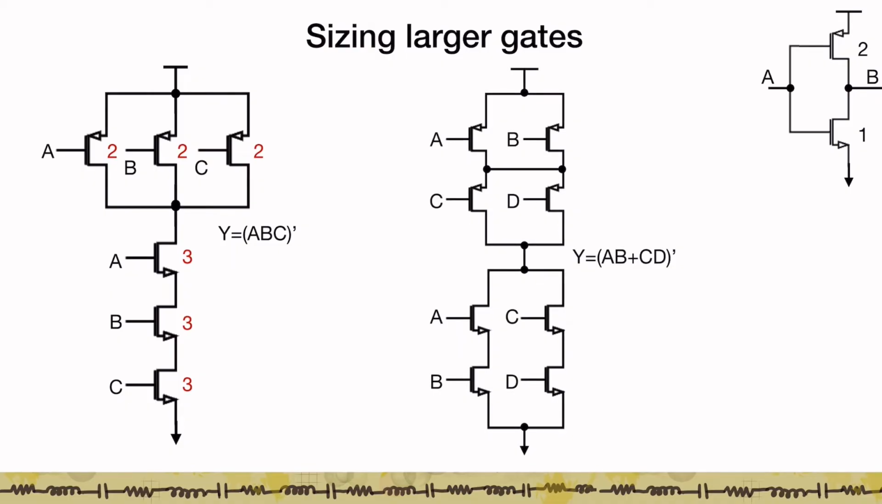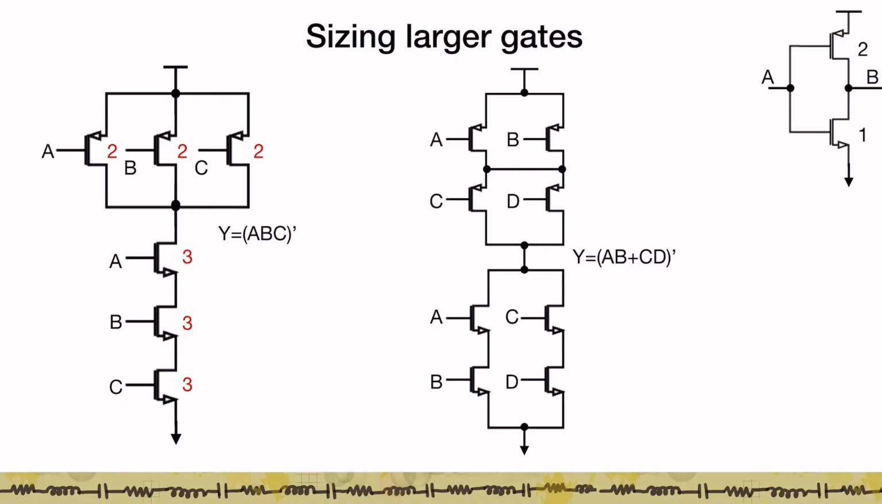Let's look at another gate, which is the AB plus CD complement gate. Now here, if you look at the pull-down network, it consists of 2 paths in parallel, a path AB and a path CD. So in the worst case for pull-down, I see a stack of 2 transistors. So either AB is going to be 1 or CD is going to be 1. So when I'm going to size the NMOS transistors, in the worst case the pull-down is going to happen through a stack of 2 NMOS transistors in series.